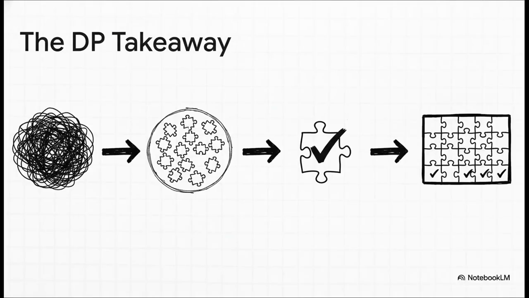So, what's the big takeaway here? Well, it's this simple but incredibly powerful pattern. Break down a huge problem into smaller, manageable pieces. Solve each of those small pieces exactly one time. Store those answers systematically, and then reuse those answers to efficiently solve the original problem. This simple pattern of remembering is what turns impossible problems into solvable ones.